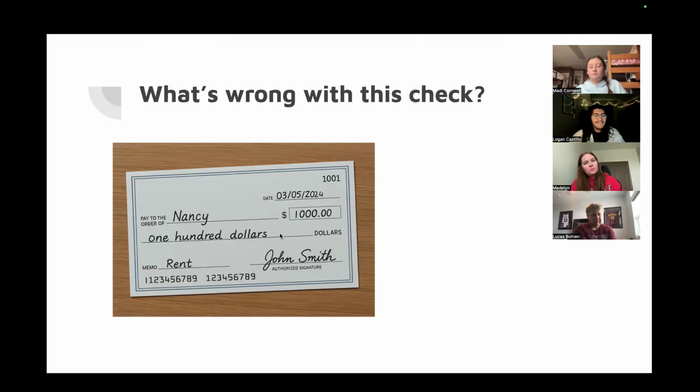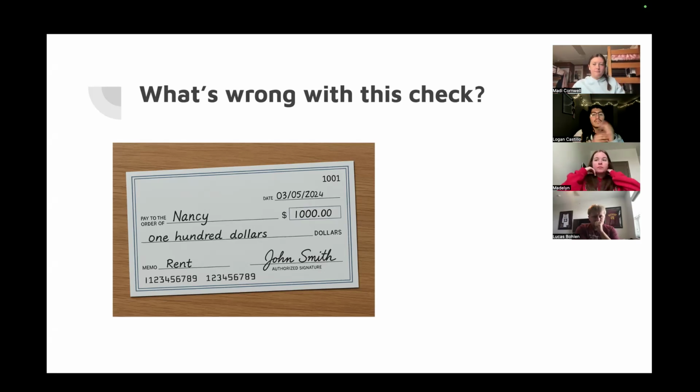And I should have pointed this out earlier, but when there's extra space right here, you should fill it in with a line, just to prevent anyone from altering your numbers, because you don't want someone adding more money than you intended. So just adding a line all the way to the dollars would help make sure everything is filled in.